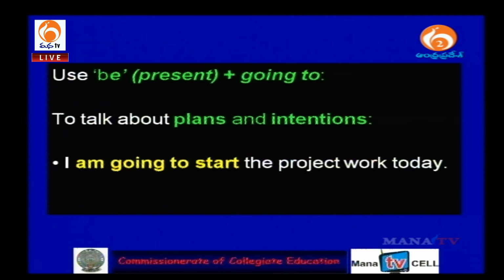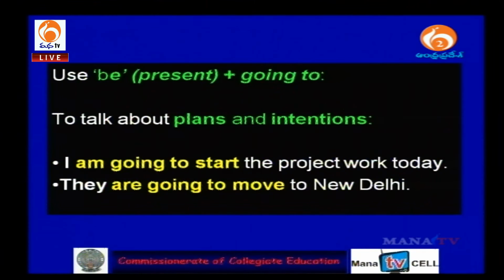If you take an example like this, I am going to start the project work today. That means I haven't started, but I will start. So, in the place of will plus V1, I use am, that is the present be form, plus going to plus V1 as a possibility. Then, they are going to move to New Delhi.